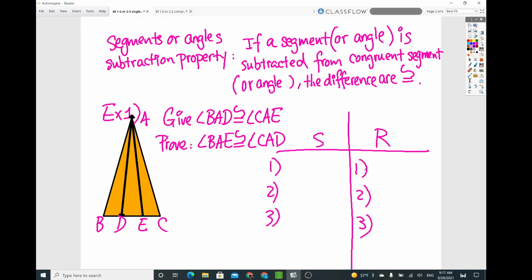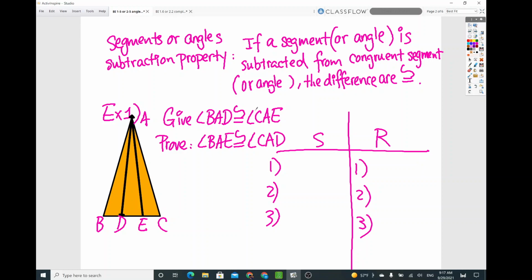The segment or angle subtraction property: if a segment or angle is subtracted from congruent segments or angles, the differences are congruent. If those angles are already congruent, once you subtract, the remaining angles are still considered congruent. Now, check out the first example.